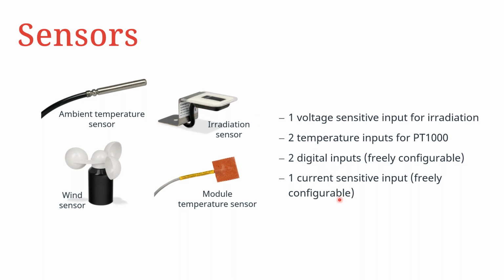As far as the inputs are concerned, we have one voltage sensitive input for irradiation. We have two temperature inputs for the PT1000 sensors, and then we have two digital inputs, which are freely configurable. And we also have one current sensitive input that is also configurable freely.